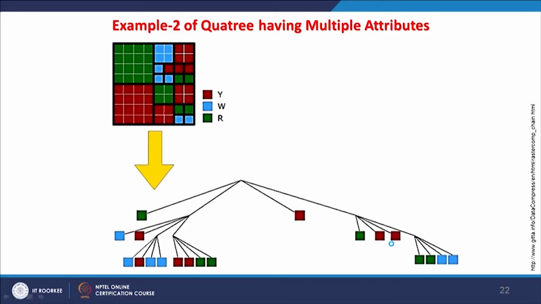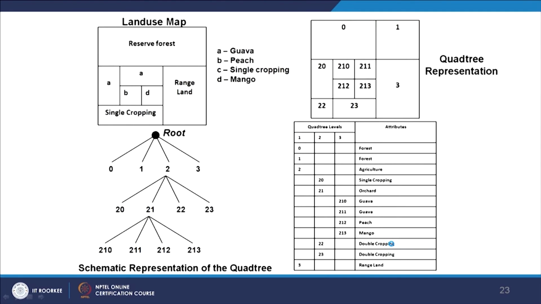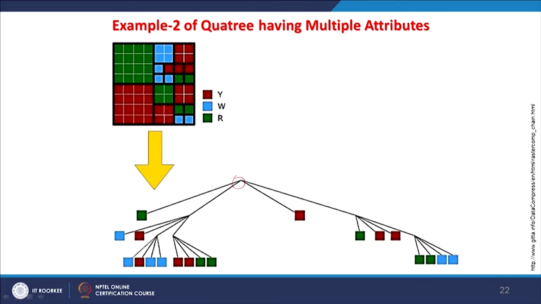Now, the quadtree having multiple attributes, I have already given an example. More complicated things can be done, and here also the original image is divided into 4 quadrants, 1, 2, 3, 4, and then here no further divisions are required: this is 2, this is 0, this is 1, and this is 3. So for 2 no further divisions are required, for 0 no further divisions are required, but for 1 divisions are required, and for 3 divisions are required till you reach the unit level.